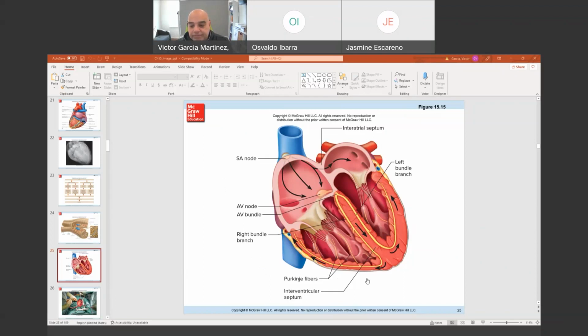The conduction system consists of the following components: the sinoatrial node, or SA node.